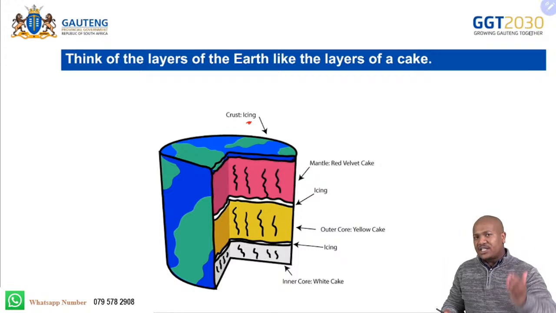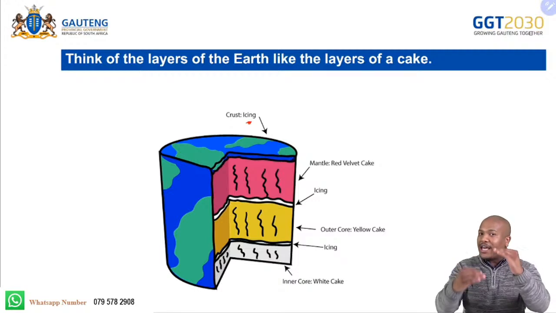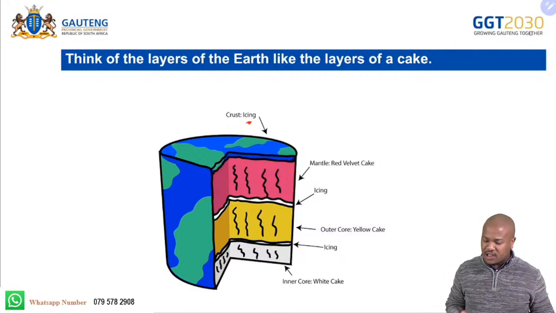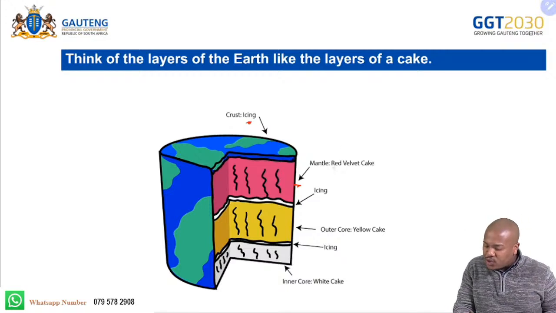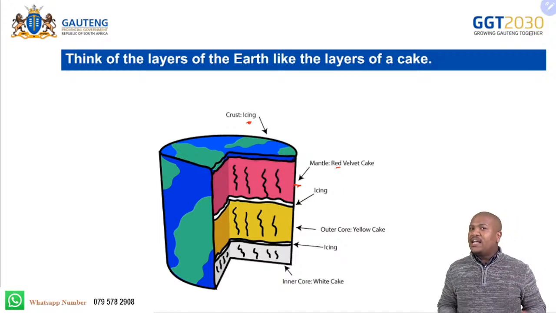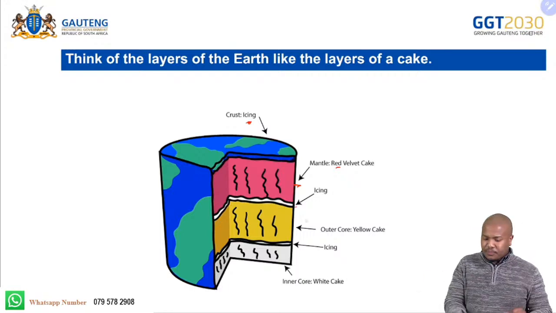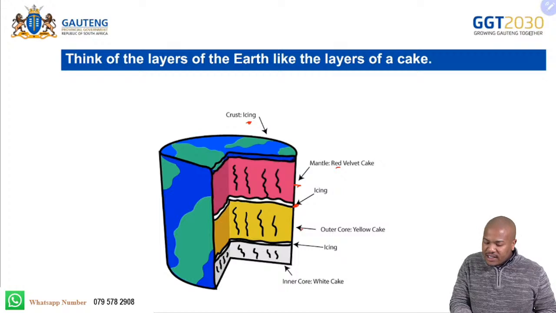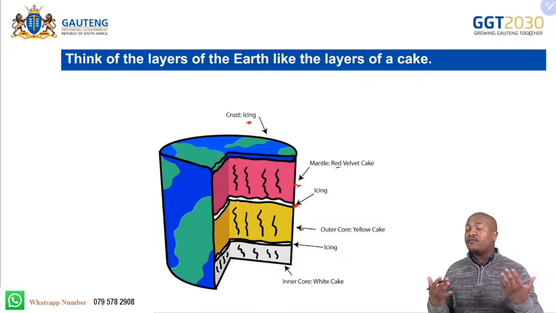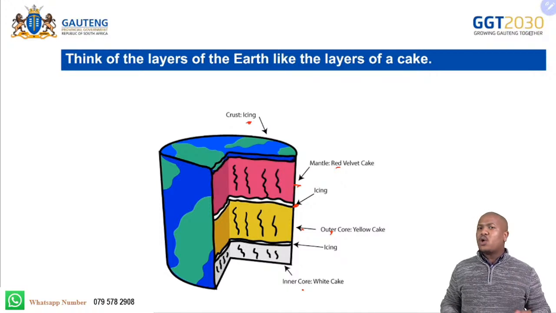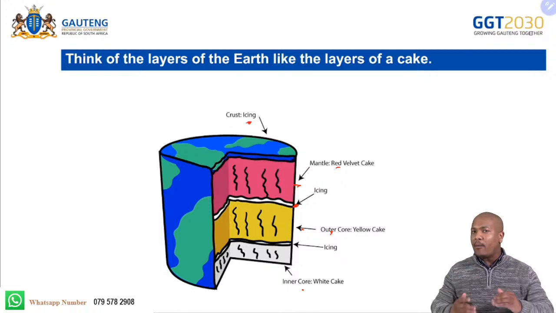Once you start cutting that cake, what do you see now? All the inner parts, right? You start seeing all the inner parts, your red velvet, your cream, and so on. So going down, you start finding what? The mantle, which is the part that is the red velvet cake. Then after the red velvet cake, there's some icing again, and also the outer core, which is the yellow part of the cake. Then some icing again, then the inner core, which is the white cake. Can you see now? So I want us to picture the Earth in this format.